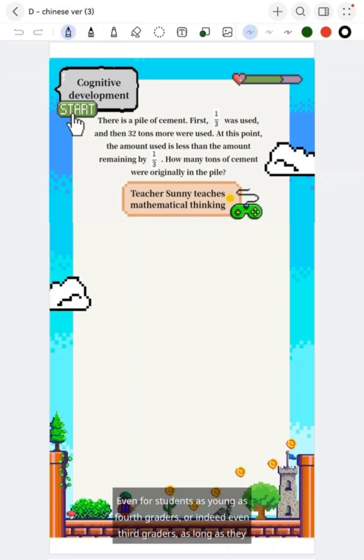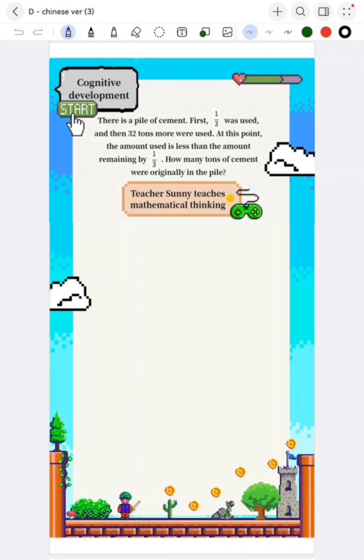Even for students as young as 4th graders, or indeed even 3rd graders, as long as they have successfully learned and understood these two fundamental problem-solving approaches, they will essentially be well equipped. It won't be a problem at all. Their problem-solving skills will definitely improve by leaps and bounds.